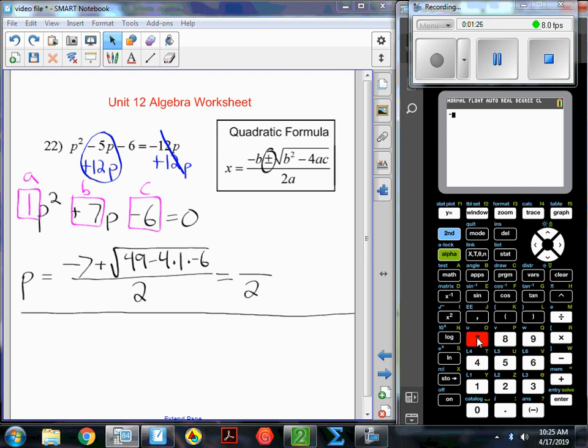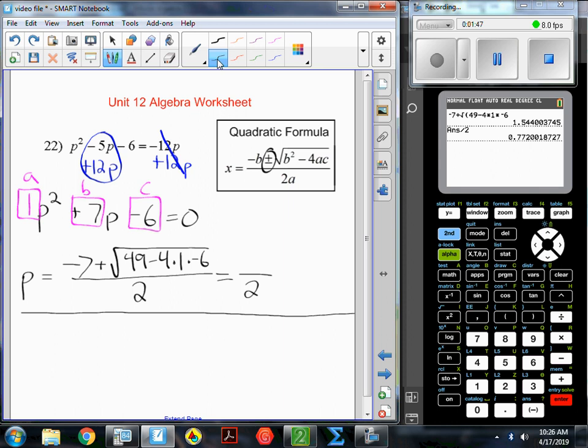My calculator, negative 7 plus the square root of b squared, which is 49, minus 4 times a, which is 1, times c, which is negative 6. I get 1.544, so a decimal, it's irrational, divided by 2. So I'm going to round on my paper 1.54. But I use the exact value in the calculator by not typing in a rounded number. I just hit divide by 2. So that's 0.772.